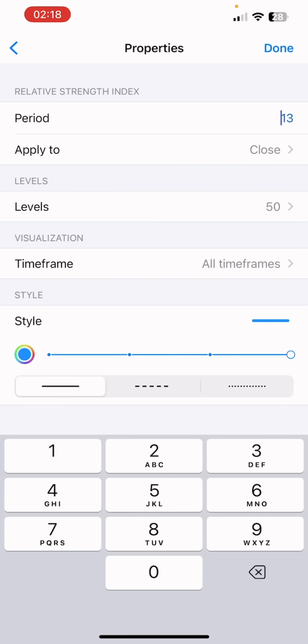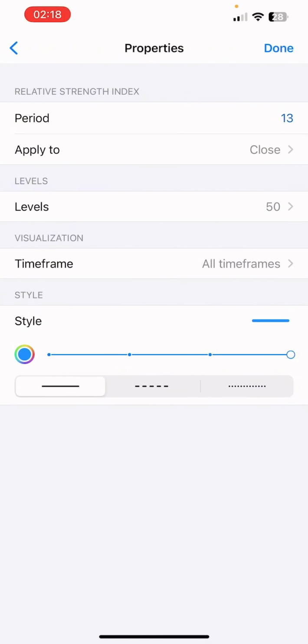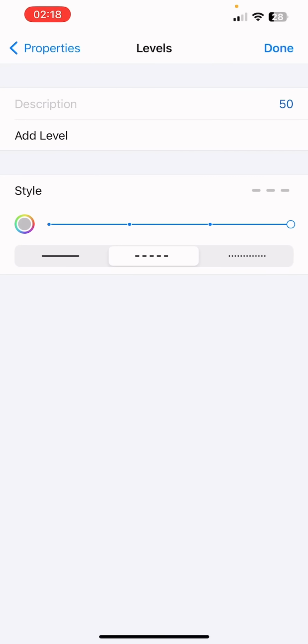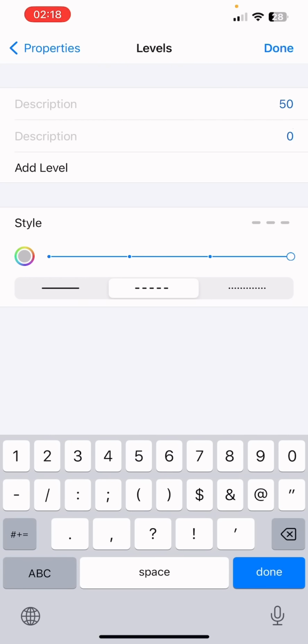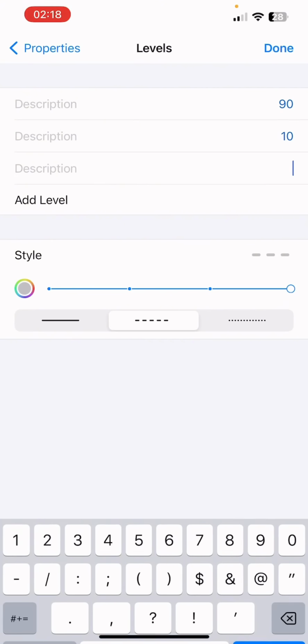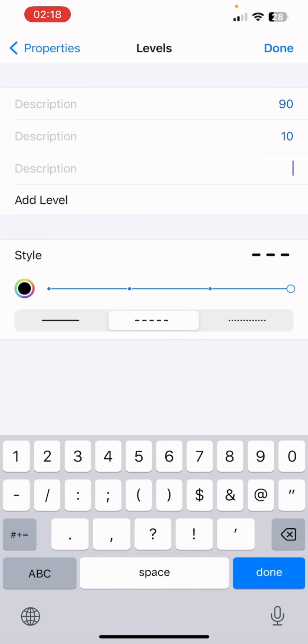The period here is going to change. Our period is supposed to be 1. Apply to is going to be close. Then for our levels, we add level 90 and 10. So these are just our levels, 90 and 10. Then you can give the color. Let's say we take black, so you see the levels. I'll show you that shortly.